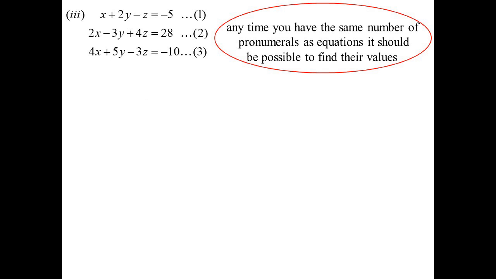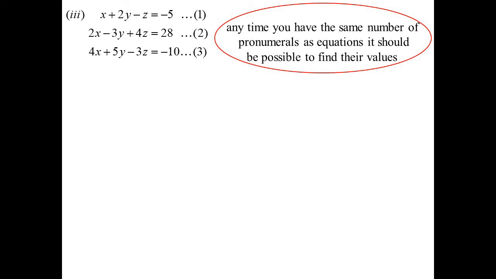All right, let's have some real fun. You know what? Mere mortals. Anytime you've got the same number of different equations, where one can't be a multiple of the other, as the number of pronumerals, it should be possible to work out what the pronumerals are. You just need the same number. So what am I going to do with this one?